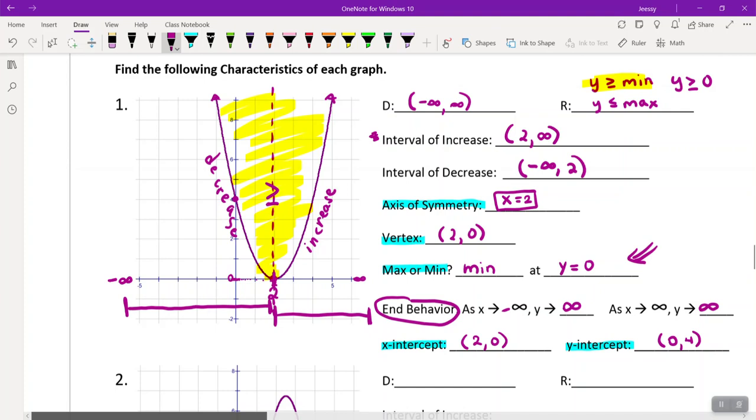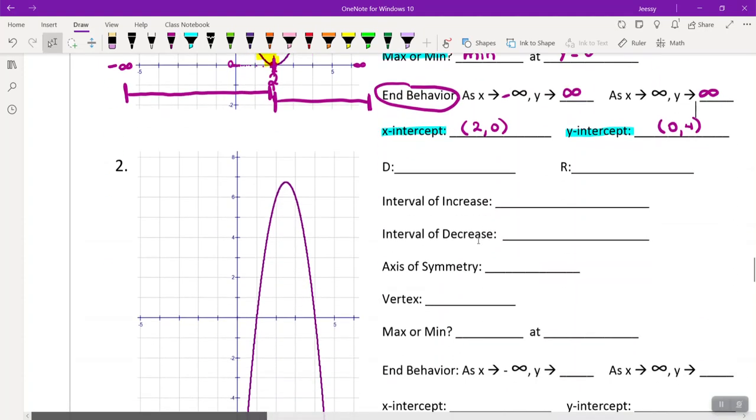All right, absorb. Which ones do you have a question on? All right, let's do one more example. Let's do another example.